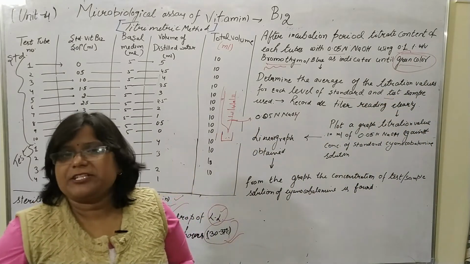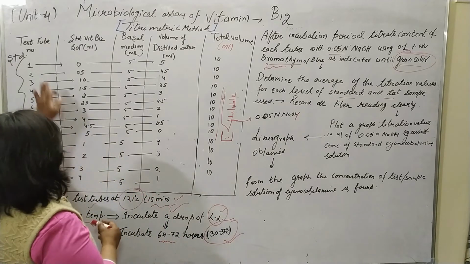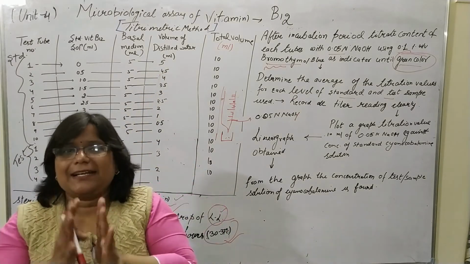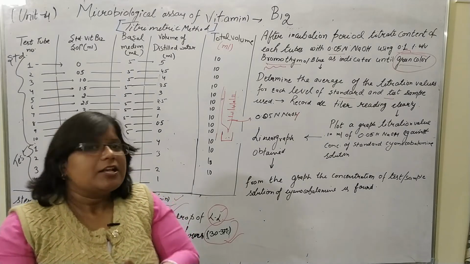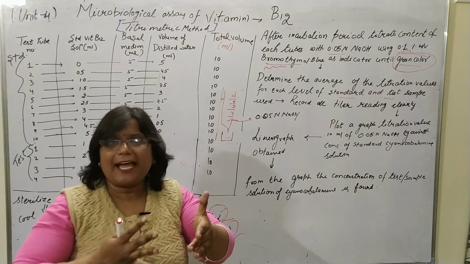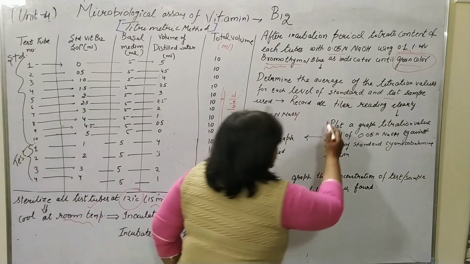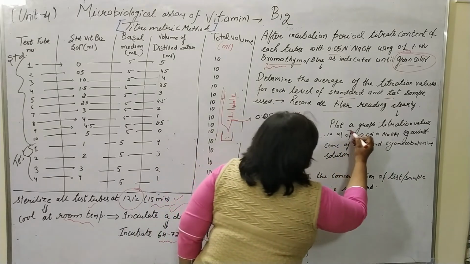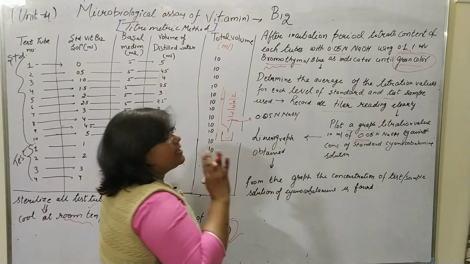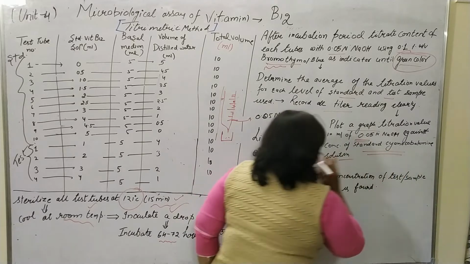For each and every preparation, when we are titrating, take the average value. What is the average value? Suppose for the first preparation, do the titration at least 3 times and take the average. Okay, so like that for test tube number 2, do the readings at least 3 times and take the average. Now after taking the average of the titration values, record all the titer readings and plot a graph of titration value in 0.05 normal NaOH against the concentration of cyanocobalamin.